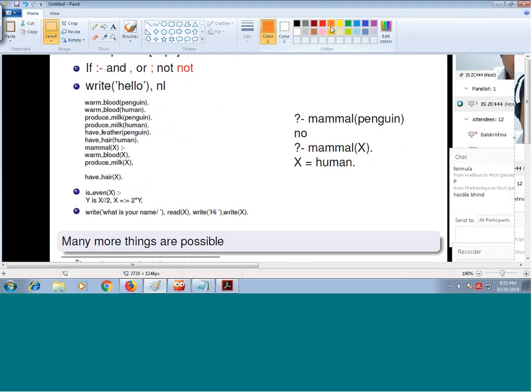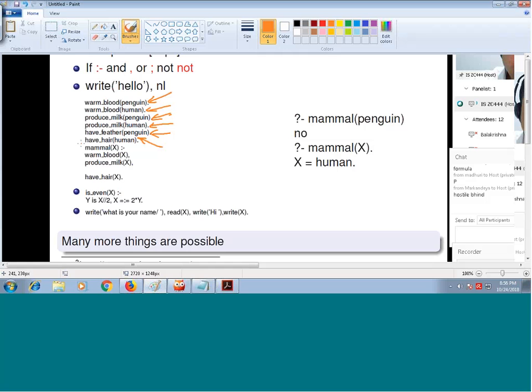Just try to understand what I am going to tell you. The syntax warm blood penguin means penguin has warm blood. Next, warm blood human: the system would understand that human also has warm blood. Produce milk penguin: penguin can produce milk. Produce milk human: human can also produce milk. Have feather penguin: penguin has a feather. Have hair human: this property is true for human.